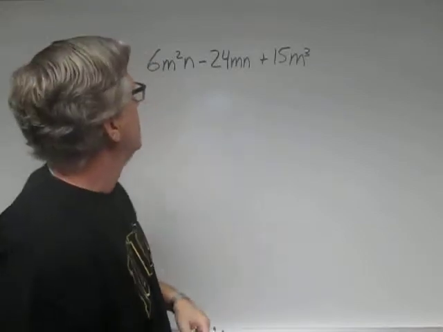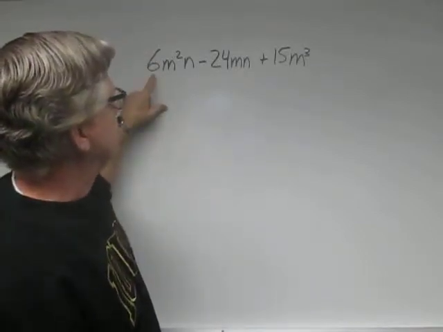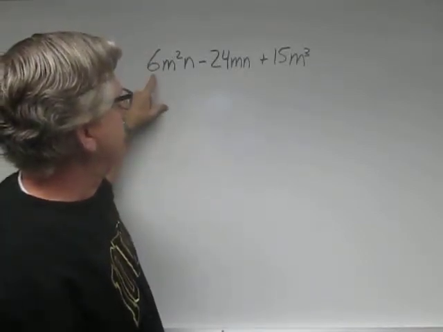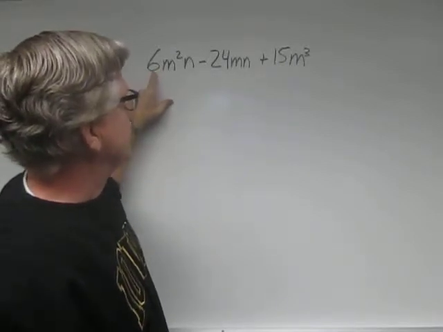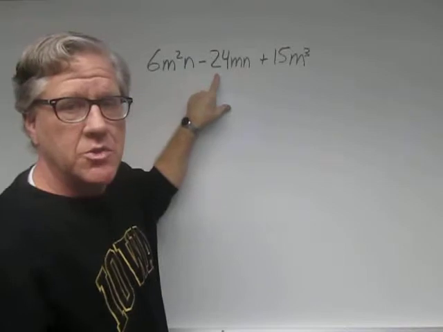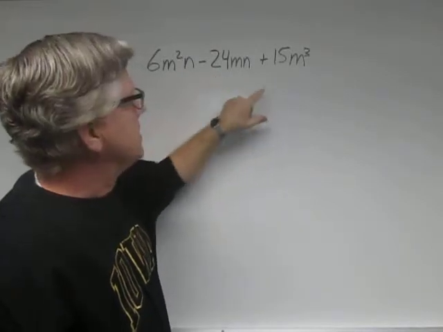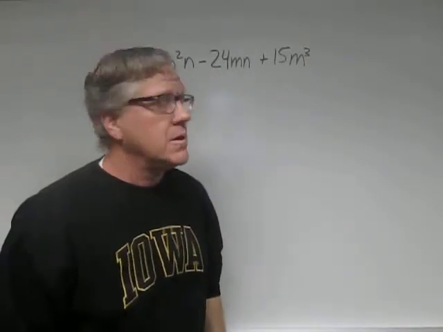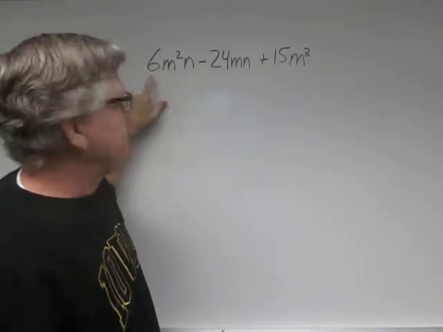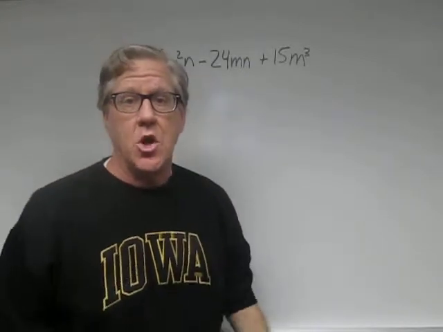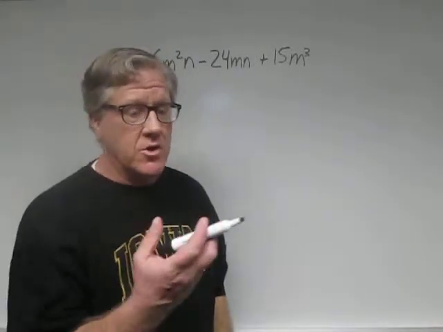Let's check it. How about 4? 4 doesn't go into 6. How about 5? 5 doesn't go into 6. How about 6? 6 goes into 6 once. 6 goes into 24 4 times. 6 does not go into 15. So we're all the way up to 6. We know we can't use 7 because 7 wouldn't be a common factor of 6. So 3 is our greatest common factor.